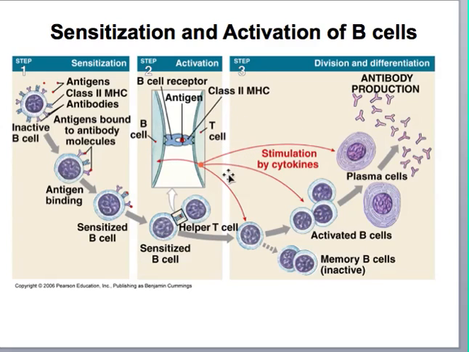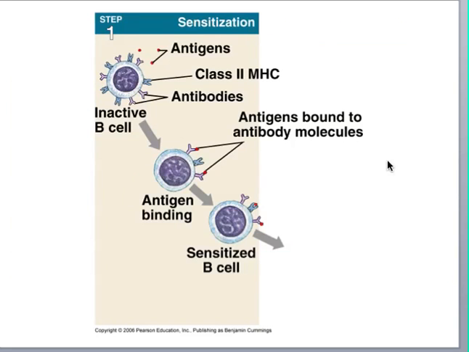The T cell is going to activate the B cell, and also stimulate other helper Ts to do the same thing, to help activate the B cells and to help make them turn into plasma cells and produce more antibodies. Okay, so this just breaks down our sensitization phase, where at step 1 the antigen is going to bind to the antibody, which gets taken in, and then it will present the antigen out here on the class 2 MHC.